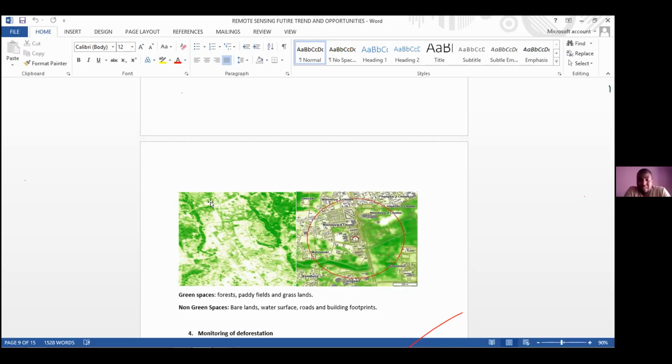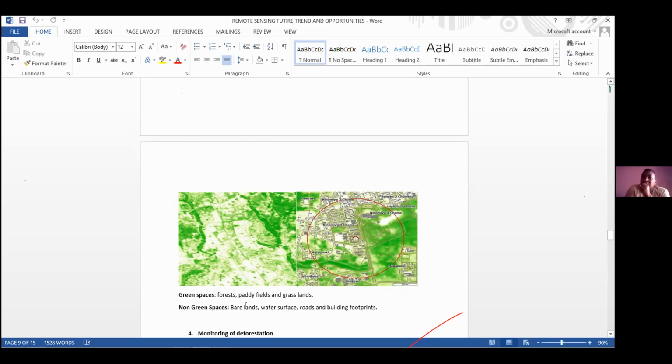So that's a perfect difference between the satellites. You can see on the left side of the computer this Landsat image of the same area, and this is a QuickBird image. QuickBird can get you the minute details. So you can see in that city, for example, the green areas, that is the forest, the paddy fields, the grasslands, and then the non-green spaces, which are bare land.